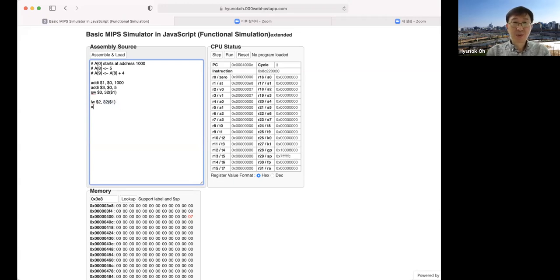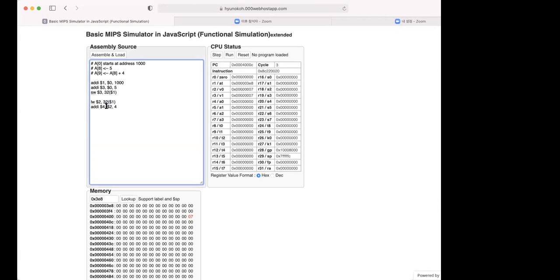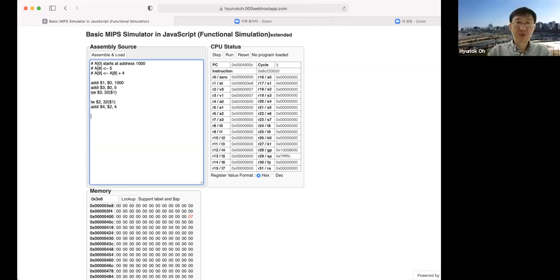And then we are doing addi. $2 plus 4, and that result should be stored in another register, $4. And then we are storing the result $4 into the memory, where the address of A[9] is. We have to add 36. Okay. So this is the code.